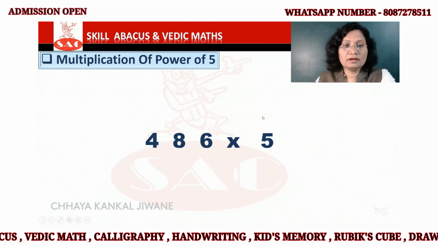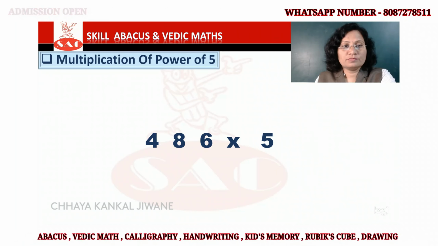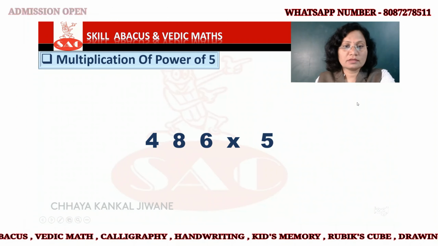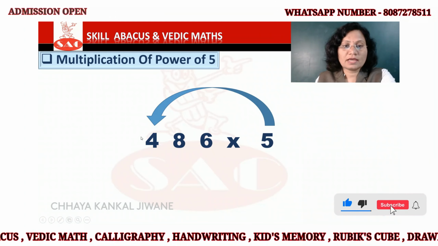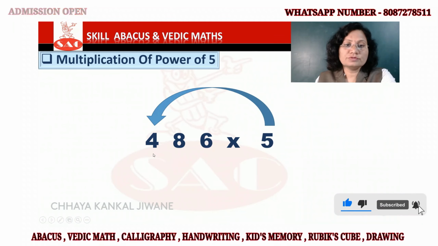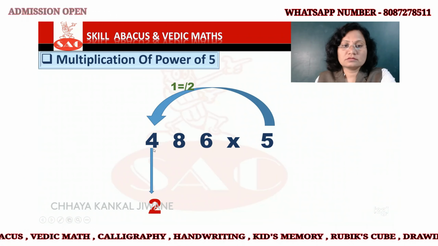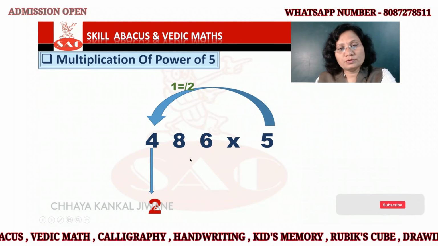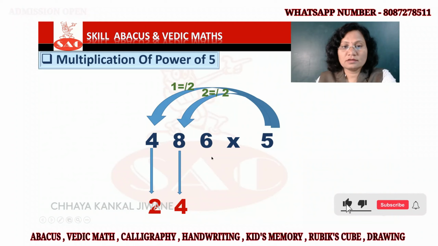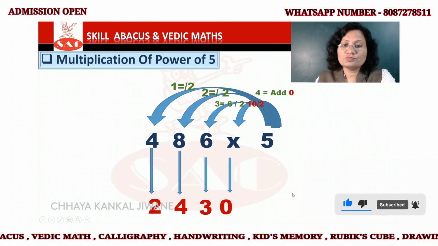Now we will see the power of 5 here. So 486 multiplied by 5. First example: when we multiply with the number 5, that time 5 means 10 divided by 2. So first, 2 to 0 here means divided by 10 and divided by 2. So divided by 2, so 2 2's are 4 here. So 2 is the answer. Then divided by 2: 4 2's are 8, so 4 here. Then 3 2's are 6, so 3 here, then 0. So 2430 is the answer.